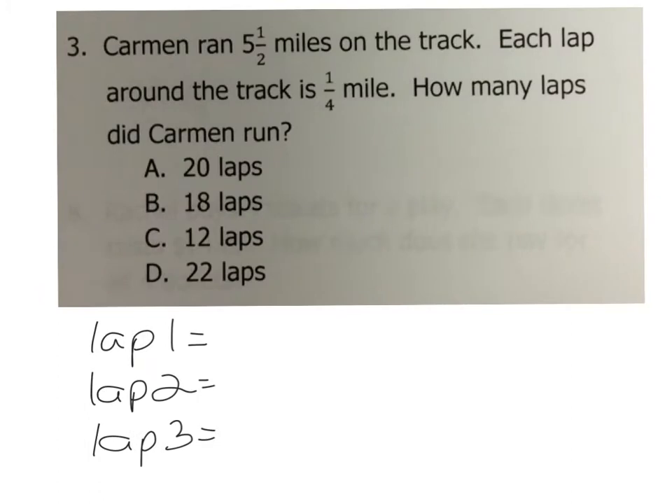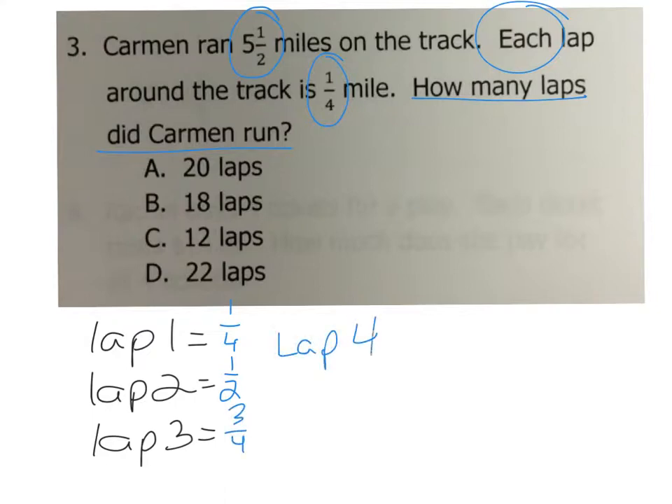Number 3. Carmen ran 5.5 miles on the track. Each lap around the track is 1/4 of a mile. How many laps did Carmen run? So this is just like that was on your study guide. Lap 1 would be 1/4. Lap 2 would be 2/4, which actually we know equals 1/2. Lap 3 would be 3/4, and then lap 4 would be 1. So you could count it that way until you got to 5.5.